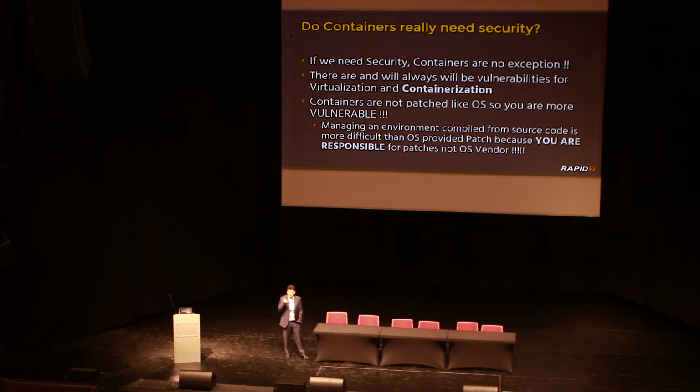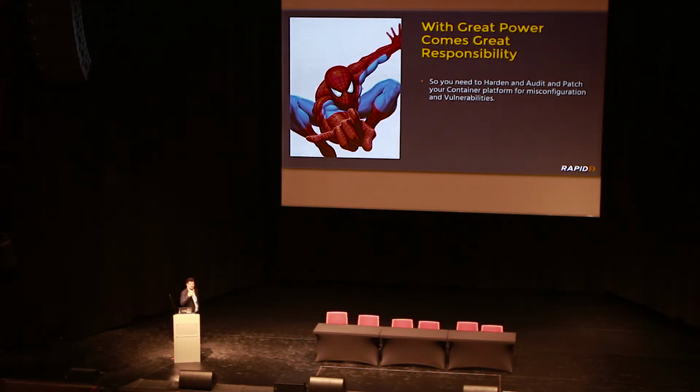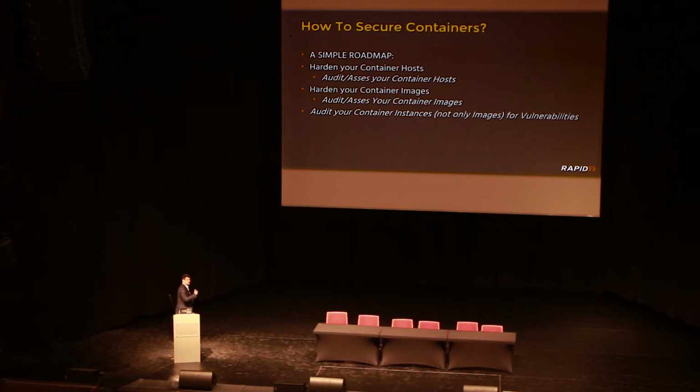So you are putting in your own binaries. You are compiling Nginx or whatever web server it is. I mean, you get it, it's being compiled, or you compile your own binaries. So you need to find a way to secure them, because you're responsible. It's a great thing, but it will bring you some responsibilities. So you need to harden, audit and patch your containers, and also the host platforms, for misconfigurations and vulnerabilities. So how do we do that? What kind of things can we apply on the containers?